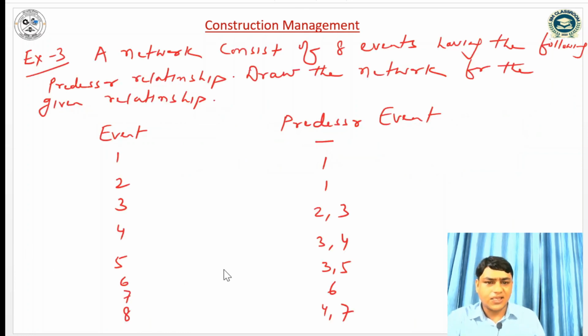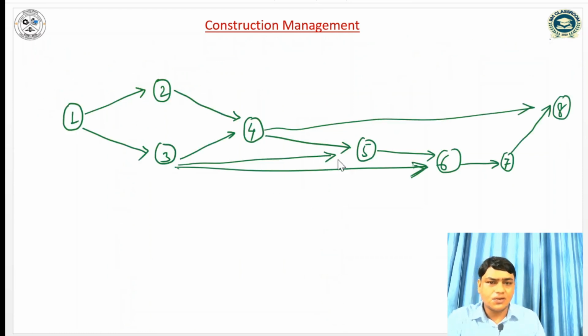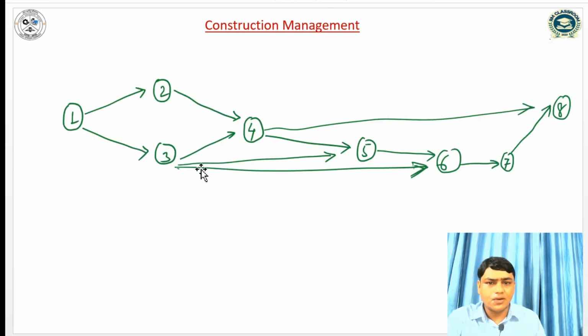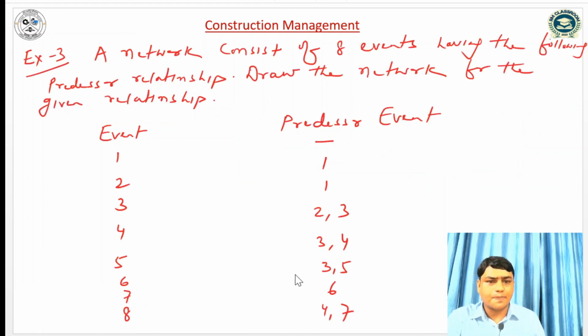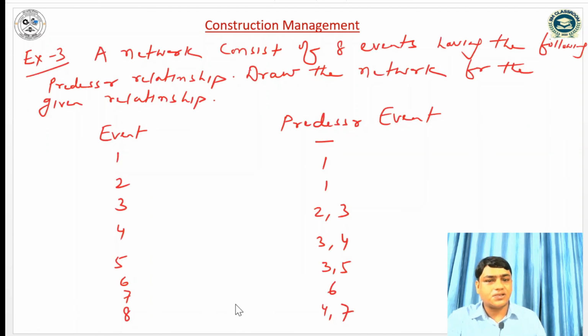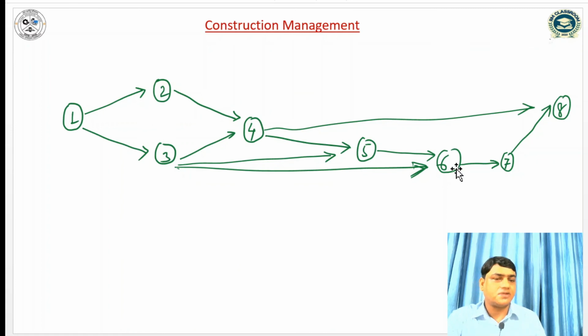Similarly, event 5 has the predecessor events 3 and 4. And after that, event 6 has the predecessor events 3 and 5. Okay. And event 7 has the predecessor event 6. And similarly, event 8 has the predecessor events 7 and 4.